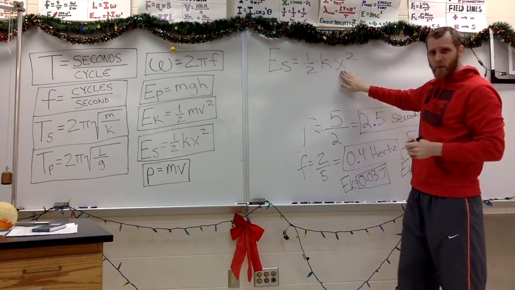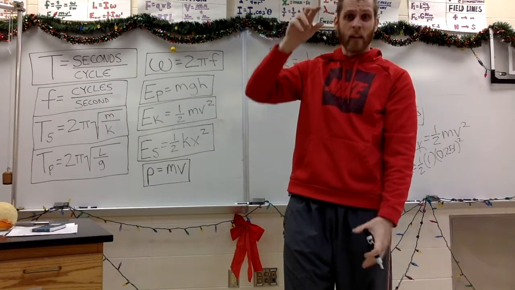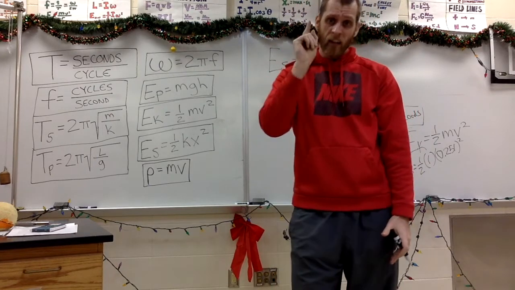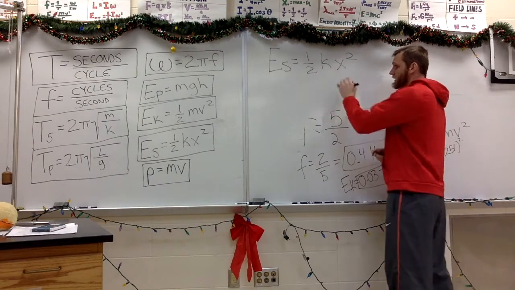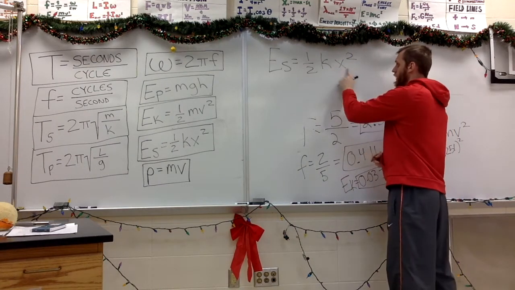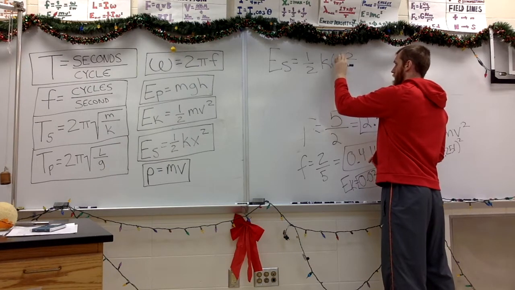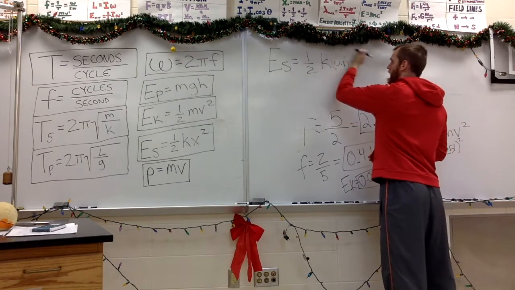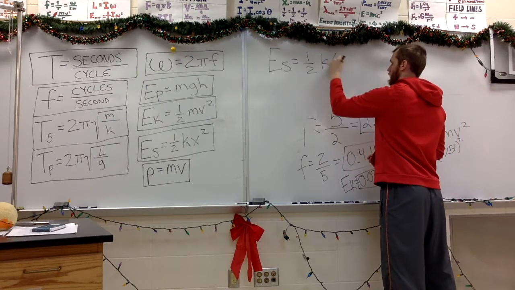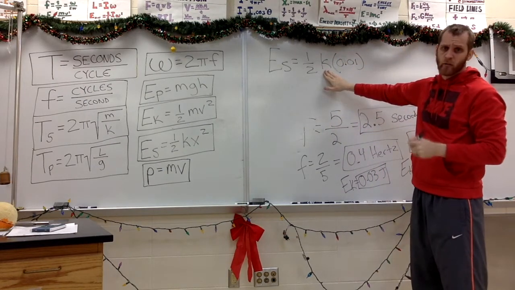Now, this x, to find the maximum elastic energy, is just the maximum that x can be. And the maximum that x can be is 0.1, just looking at the graph again. You found that the maximum x value was 0.1. So putting 0.1 into this equation for x, if I square 0.1, I get 0.01. So 0.01. Now I have to figure out my k value.